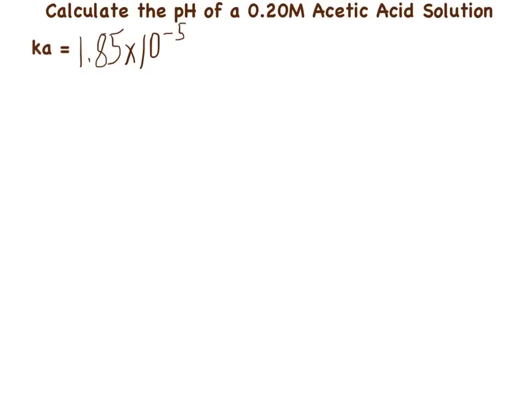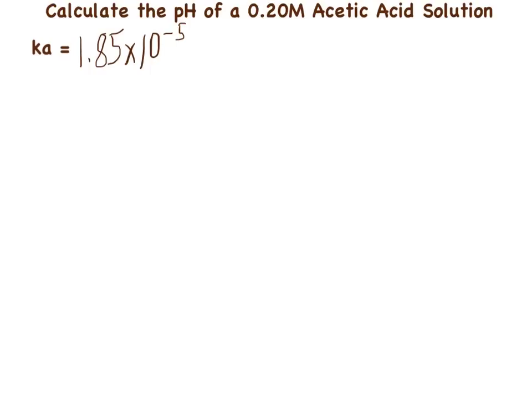Okay, so here's a problem that we're going to work out. Calculate the pH of a 0.20 molar acetic acid solution. Alright, so pH problem. Now, acetic acid, so if we want to know the pH, that's basically the concentration of the hydrogen ions in the solution.